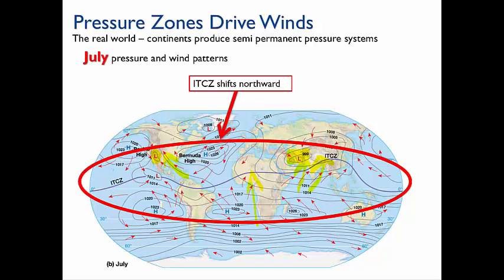So the arrows are surface winds. They move from high pressure to low pressure, but they also are influenced by the Coriolis effect, which creates circulation patterns. In the northern hemisphere, lows circulate counterclockwise, highs circulate clockwise, and it's opposite in the southern hemisphere.